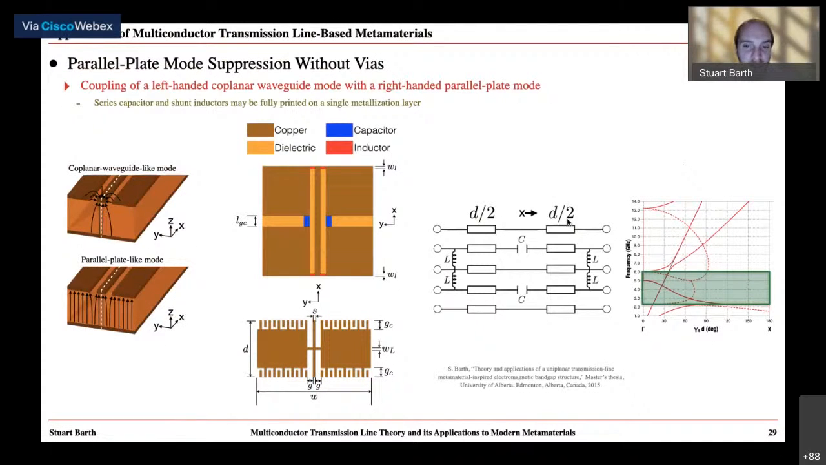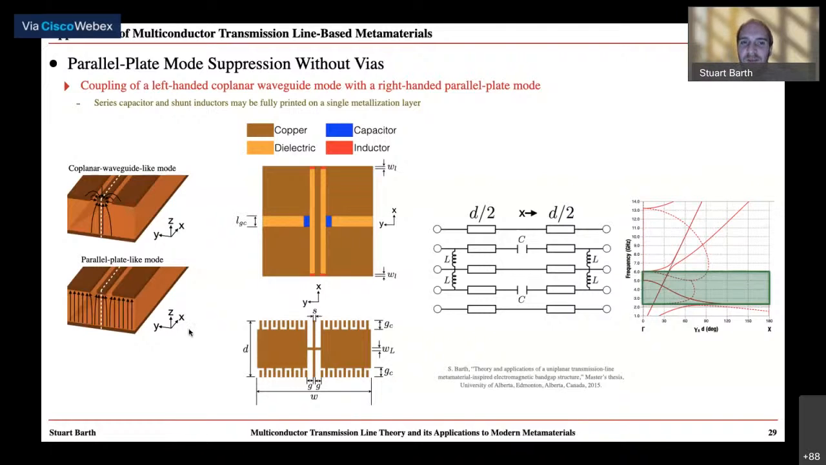Some more work that's actually work of my own and Dr. Ayers that extended this concept was parallel plate mode suppression without the use of vias. So we showed that the coupling of a left-handed coplanar waveguide mode with a right-handed parallel plate type mode would also produce a band gap. So this coplanar waveguide-like mode is shown here on the left with the parallel plate-like mode, and you see that there are various degrees of field similarities. That means these modes will couple.